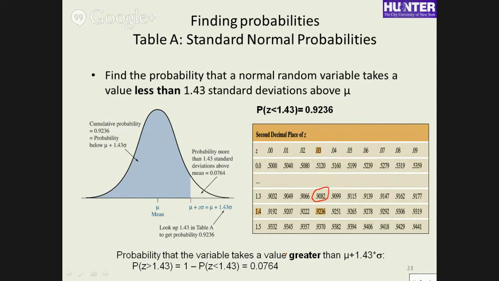And of course, the right tail probability here, even though we don't look it up directly in the table, is just 1 minus this left tail probability. So 1 minus 0.9236 is 0.0764.